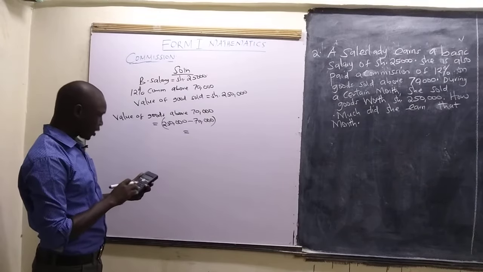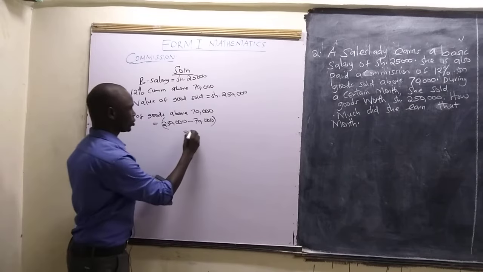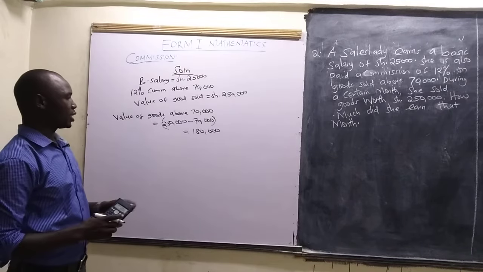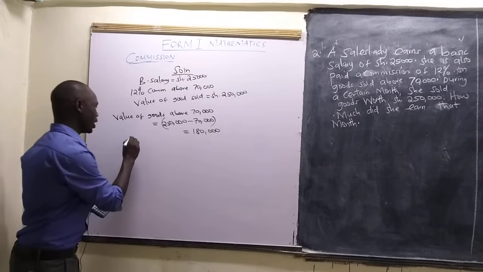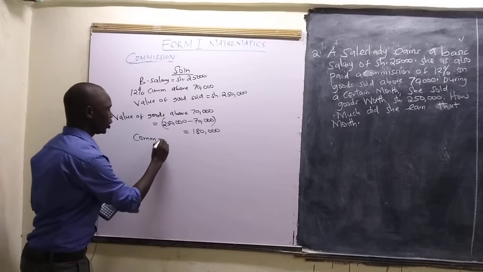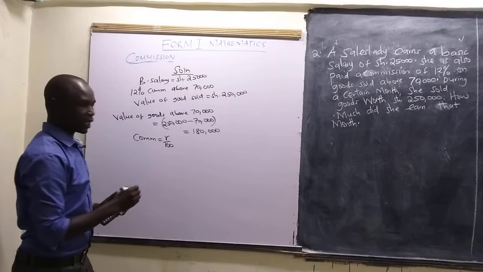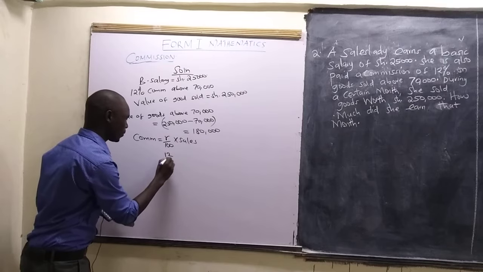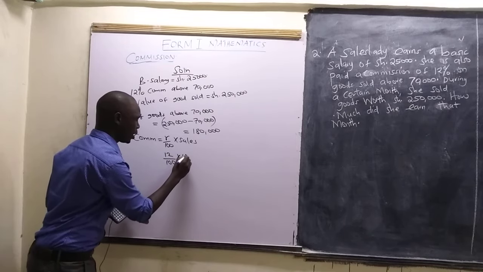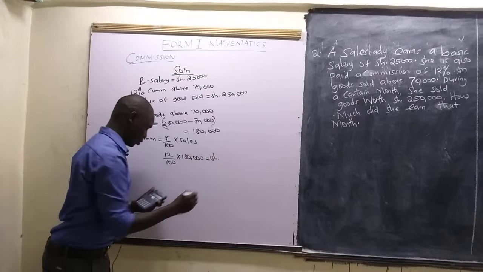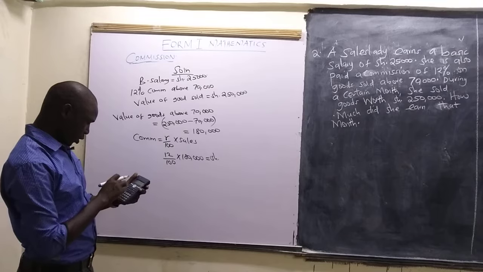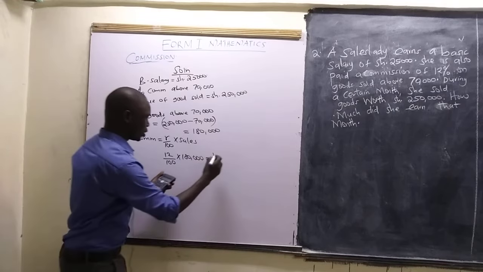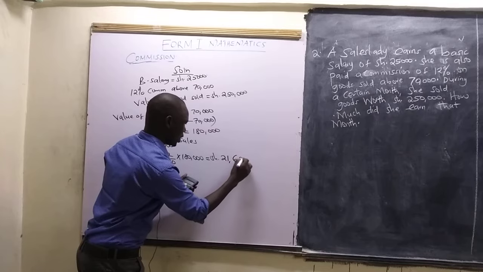If you take 250,000 minus 70,000, you are going to have 180,000. This is the only value of the goods which are above 70,000, and this is what we are going to use to calculate commission. To get commission, we take the rate, divide by 100, then multiply by the sales. In this case, our rate is 12% over 100. We multiply by 180,000, and this gives us a commission of 21,600 Kenya shillings.